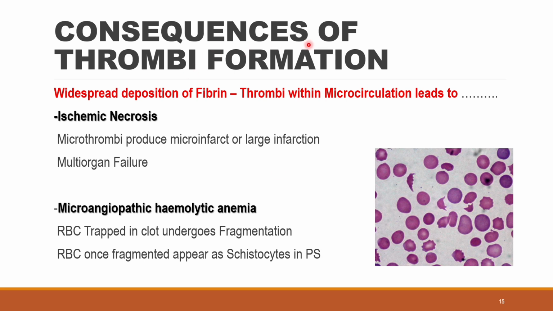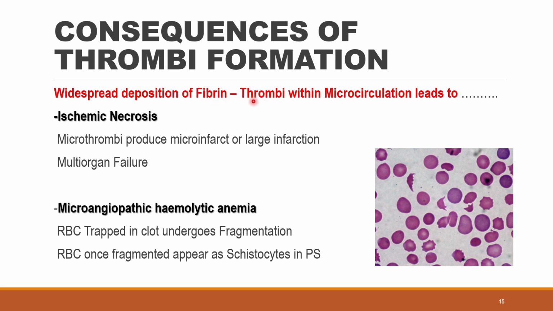So what are the consequences of thrombi formation? If microclots are formed, multiple microclots form within the circulation, then what will happen? What will happen because of widespread deposition of fibrin thrombi in the circulation? And that's why it is known by the name disseminated intravascular coagulation, because we have widespread clots in our body, right? So because of that, what will happen?